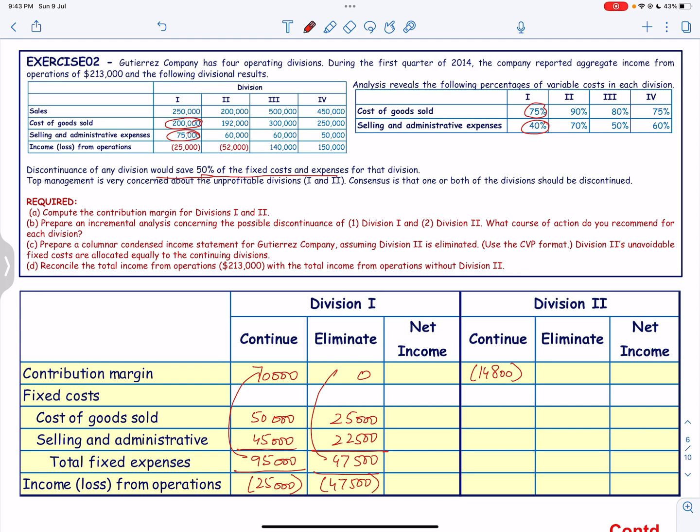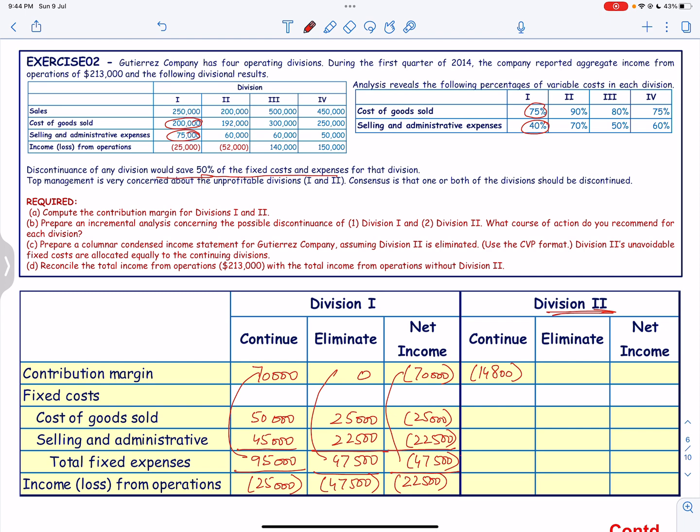Now the net income obviously is going to decrease, because if we eliminate, it will decrease by 70,000. The cost of goods sold is going to be decreasing by 25,000. The selling and administrative expenses are going to decrease by 22,500. So the impact will be 47,500, and don't forget this is in brackets, this is negative, minus and minus becomes plus. So negative 70,000 plus 47,500 will give us negative 22,500. Okay, now we move on to the division 2.